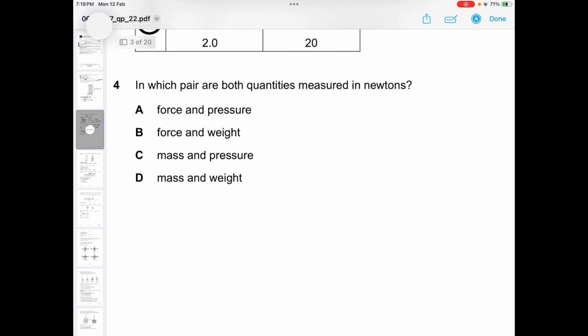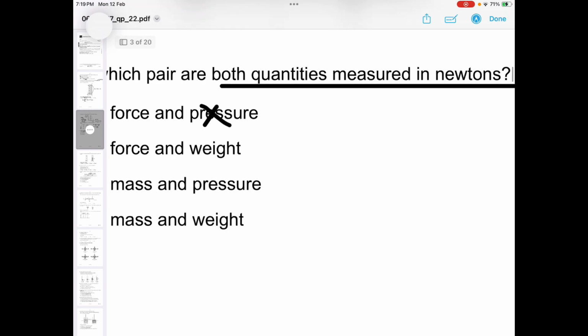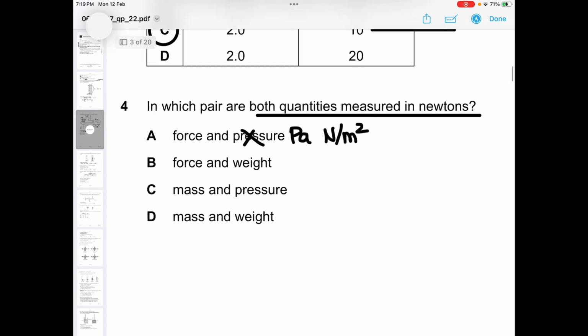4. In which pair are both quantities measured in newtons? Force and pressure, not pressure. Pressure is measured in pascals or newton per meter squared or centimeter squared, depending on the givens. Force and weight. Weight is a force. What is right? Weight is measured in newtons, and so is force. Mass is not measured in newtons, neither is pressure. Mass in kilograms or grams. Mass and weight, mass in kilograms or grams, and weight is in newtons.